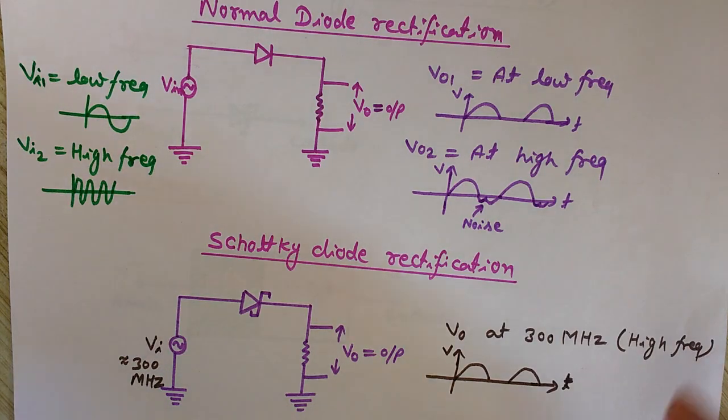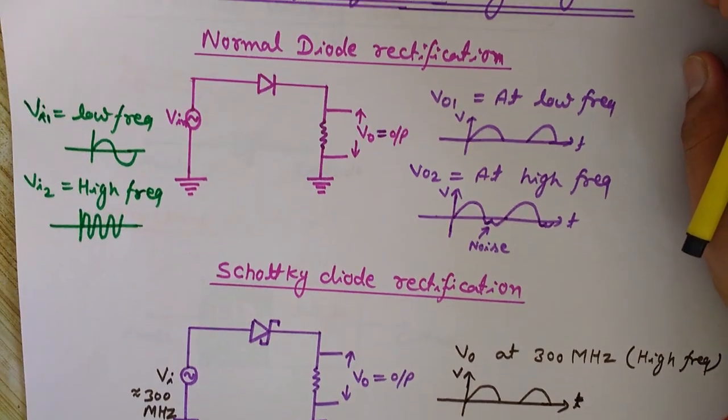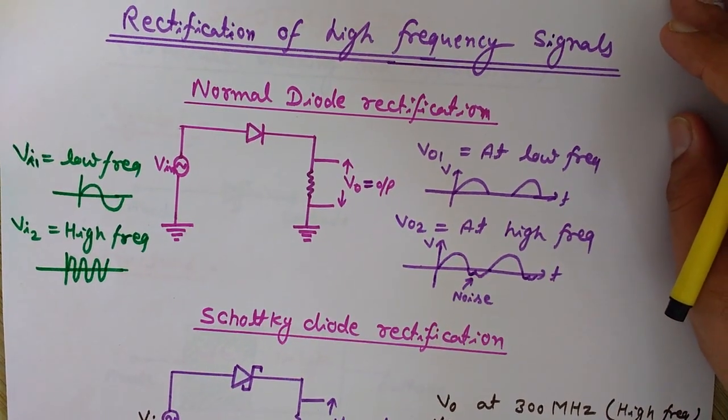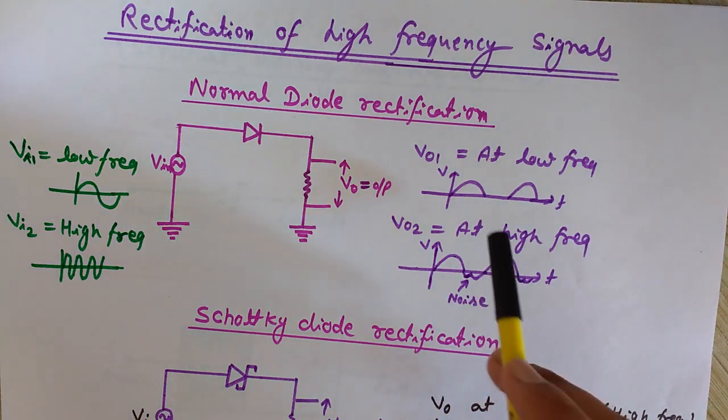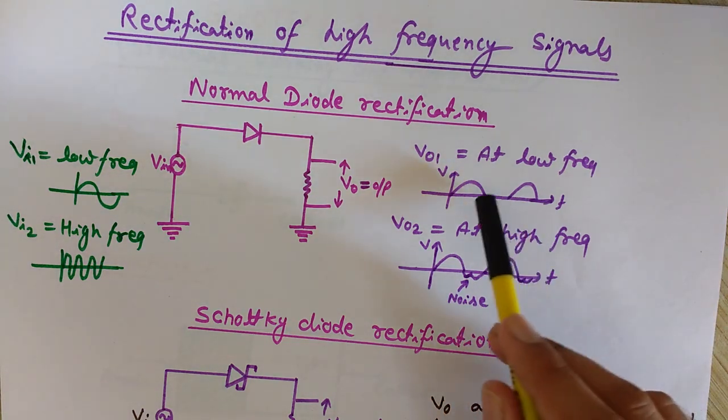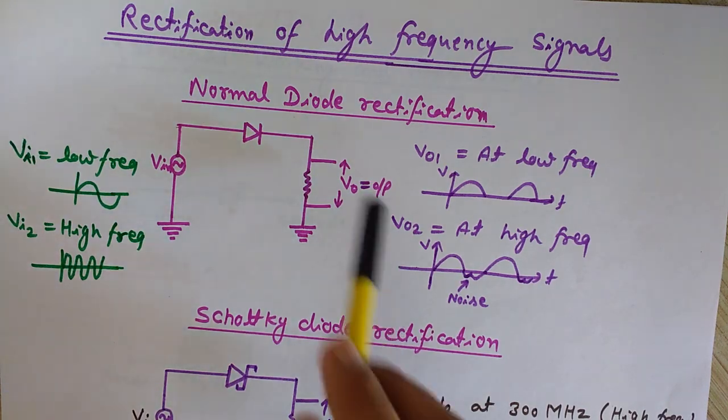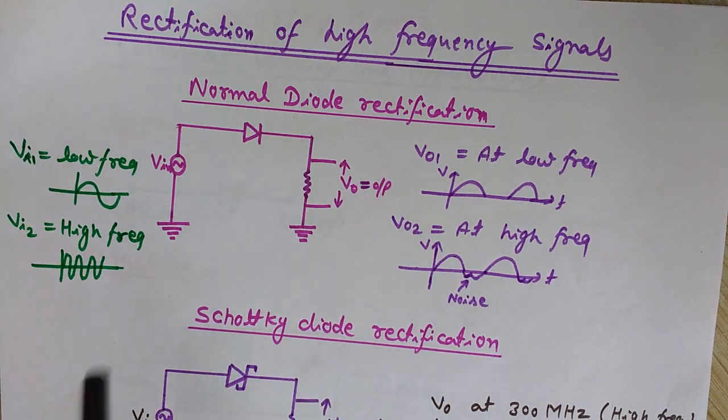What is rectification? Rectification is a simple process where we convert an AC signal into a DC signal. Okay, we cut off the negative waveforms. Okay, so let's see how the normal diode is used at low frequency and high frequency, and what is the shape of the waveform that we obtain at the output. What is the problem with the output at high frequencies when we use normal diode for rectification.